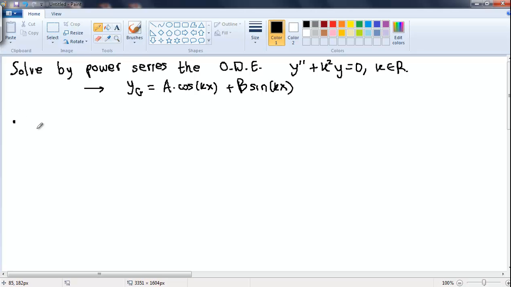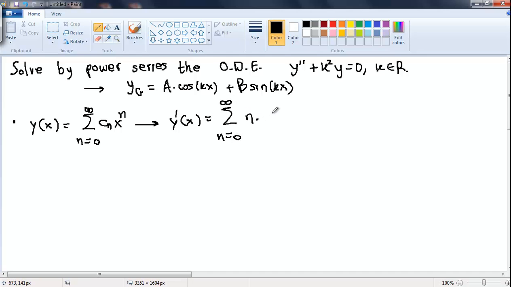So for that method we suppose that my solution is written in the form of a power series, written like that. Then I take the first derivative, and the first derivative is the same sum of n c_n x^(n-1). It's easy to find that if you take the derivative of that expression, it is this. Then we differentiate two times and we find the second derivative.